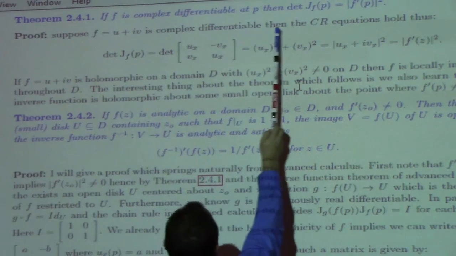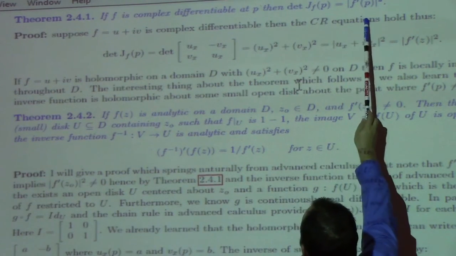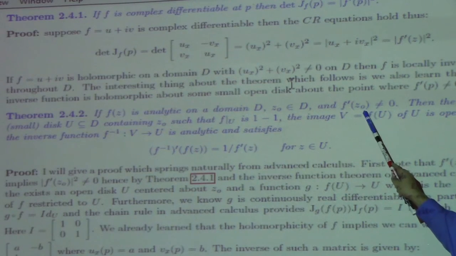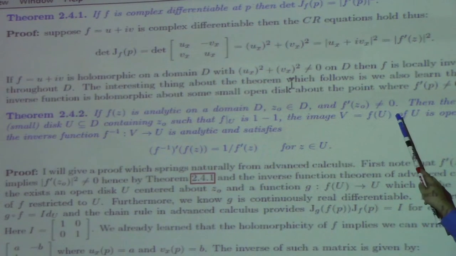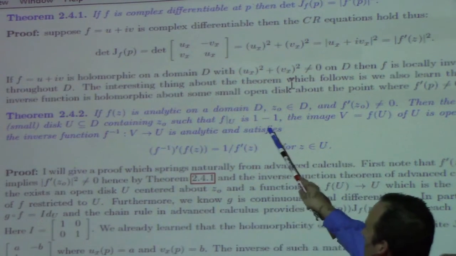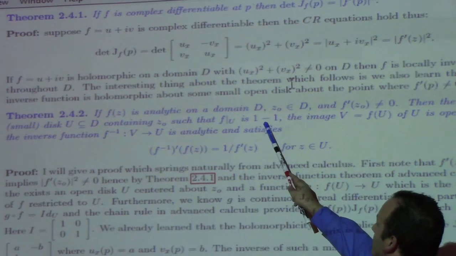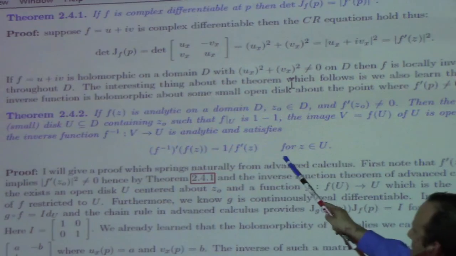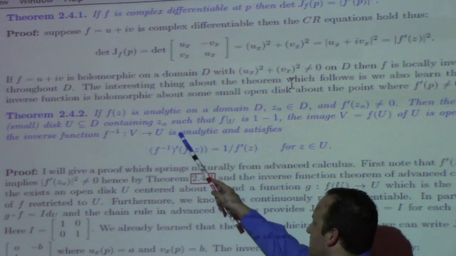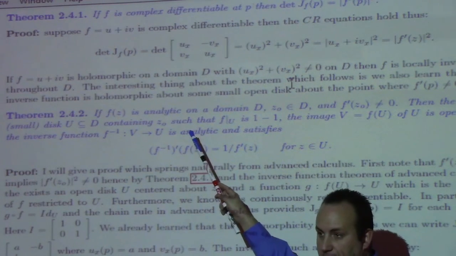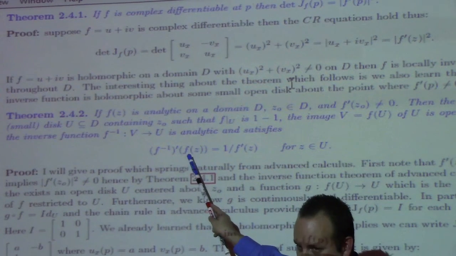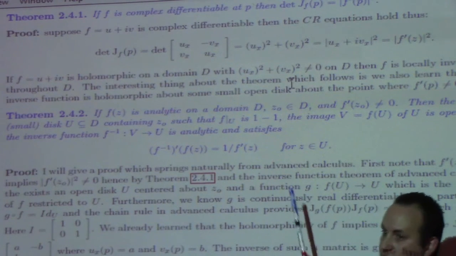If f is complex differentiable, the determinant of the Jacobian of f is the modulus of the derivative squared. All right, and here's the theorem. If f of z is analytic on a domain D, and if you have a non-zero derivative at one point, then there is a small disk U containing the point such that the restriction of the function to U is 1 to 1. And the image V, which is F of U, is open. And the inverse function, F inverse from V to U, is analytic. Analytic is the word that Gamelin uses; I would say it's holomorphic. It's holomorphic, and it satisfies that the derivative of the inverse function at the function's value is simply 1 over the derivative of the function.